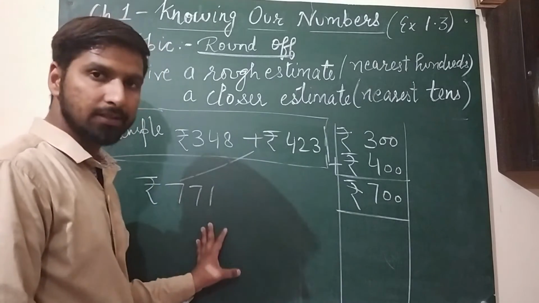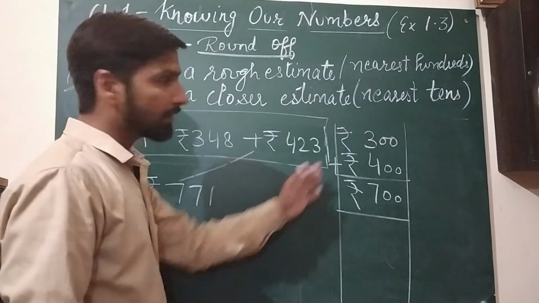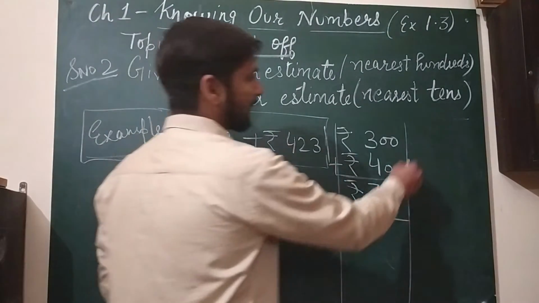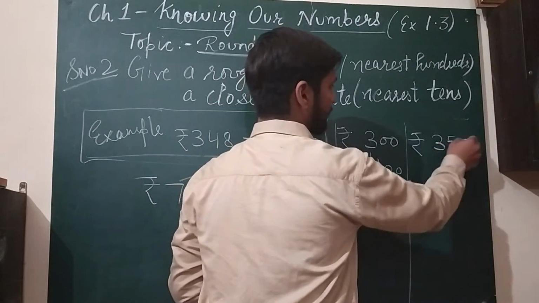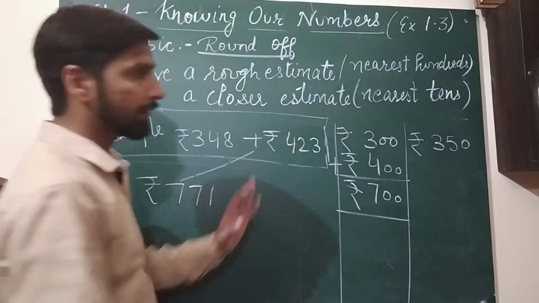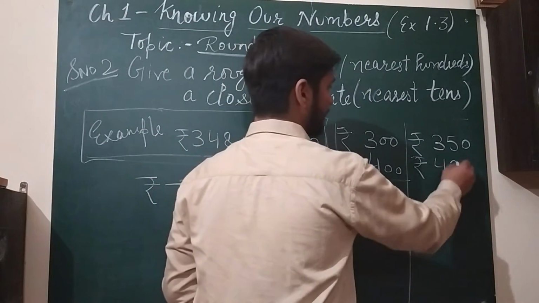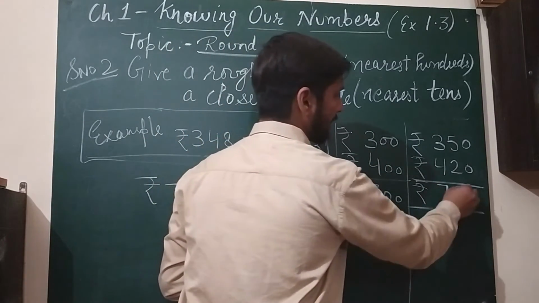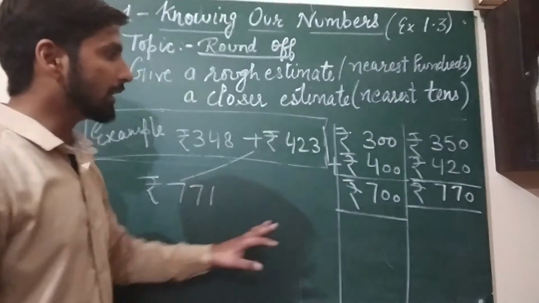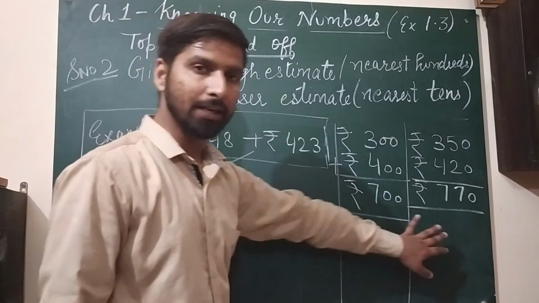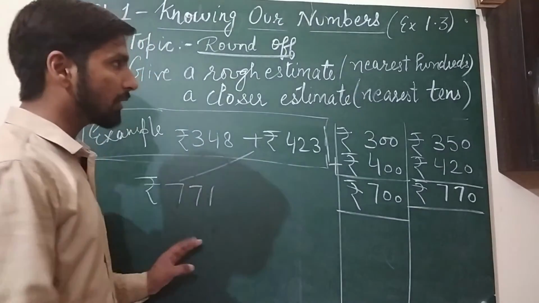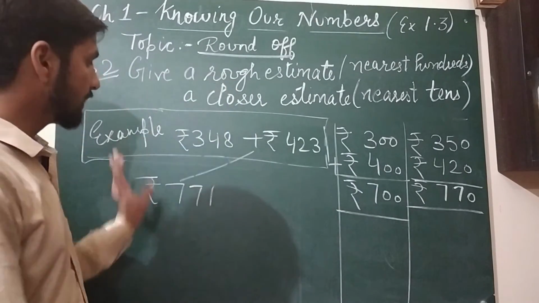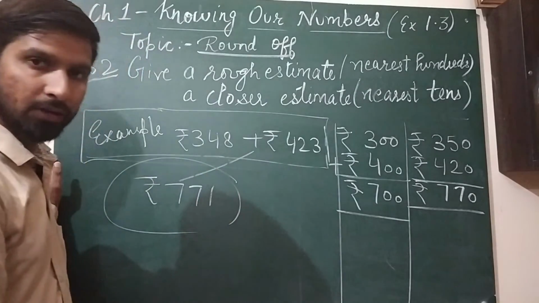If I round off to nearest tens, 348 will be rounded off as 350 and 423 will be rounded off as 420. Now if I add these two, I will get 770. Now these are the calculations which are in my mind. So now I am going to explain the rough estimate and closer estimate. This is the final amount which I have to pay to the shopkeeper.